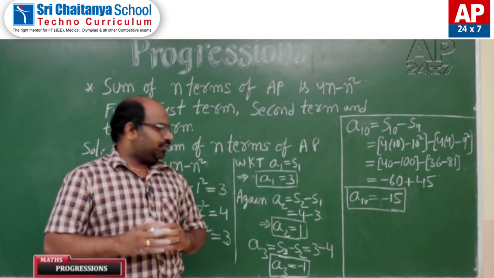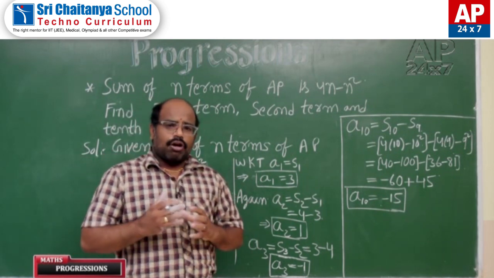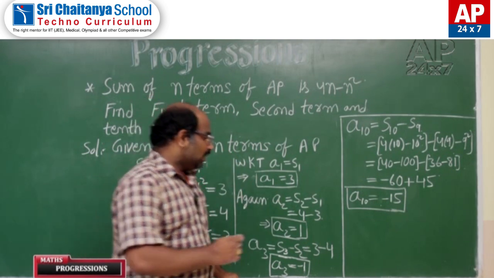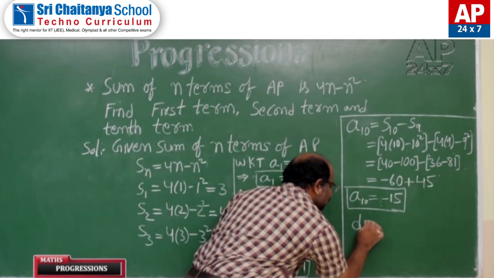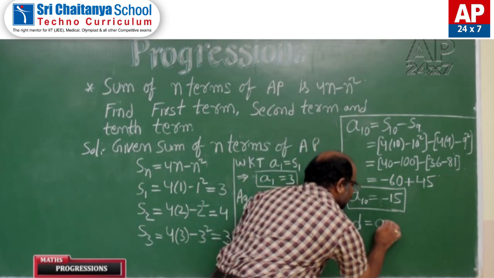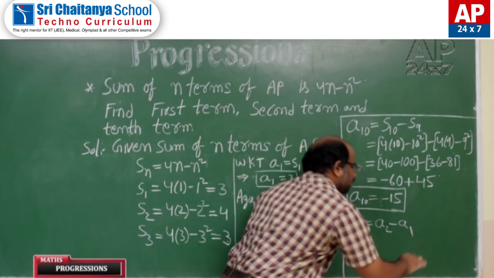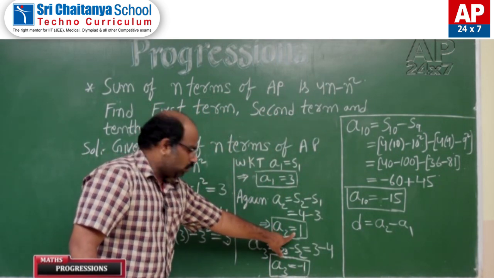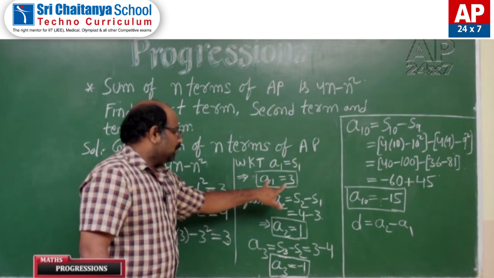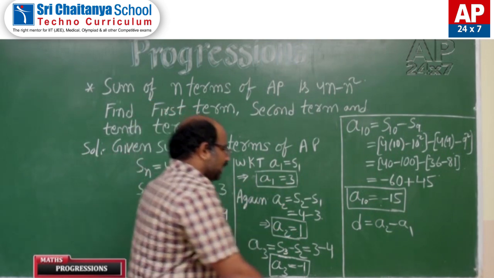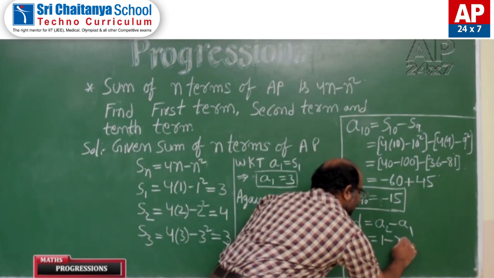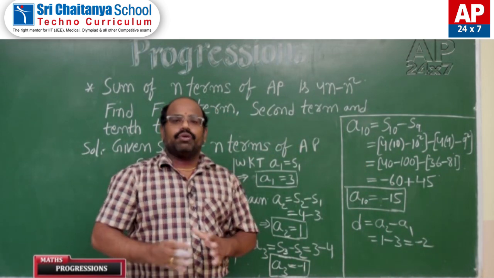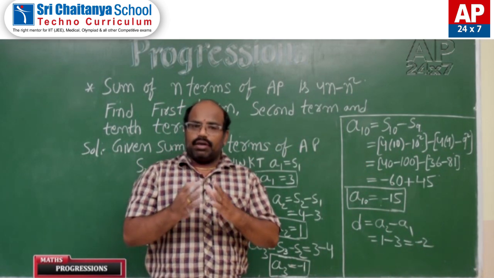Students, a question for you. Are you able to calculate the common difference of this particular AP? Yes. How to calculate the common difference? As we know the formula, it is nothing but second term minus first term, A2 minus A1. A2 value we have calculated and its value is 1, and A1 value is 3. So, it is 1 minus 3, which is equal to minus 2. Therefore, we are able to calculate the common difference also.